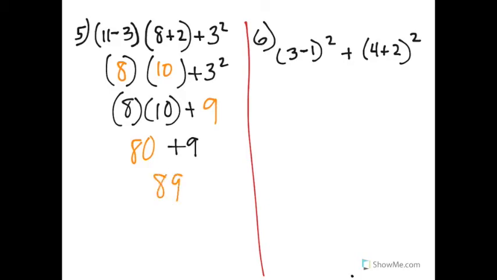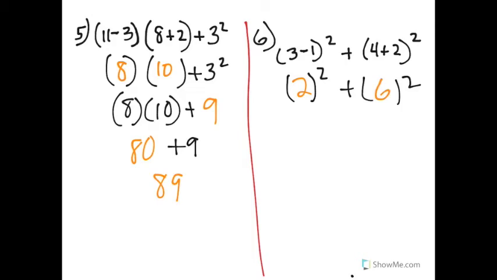Okay, looking on over to number 6. We will do what's inside the parentheses first, and what's inside the first parentheses is 3 minus 1, which is 2. Okay, and we won't forget to put the squared. And what's inside the second parentheses is 4 plus 2, which is 6. So now we're left with 2 squared plus 6 squared.